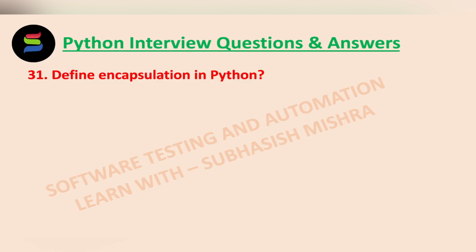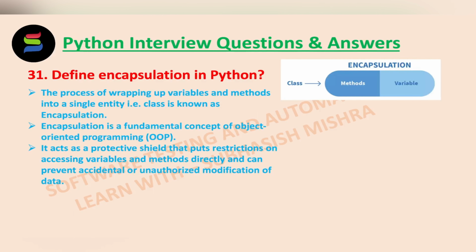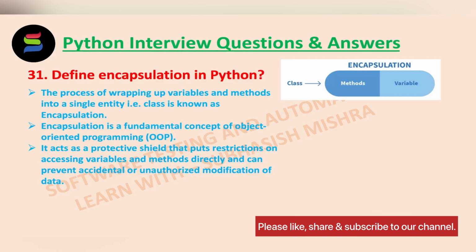Define encapsulation in Python. The process of wrapping variables and methods into a single entity, that is a class, is known as encapsulation. Encapsulation is a fundamental concept of object oriented programming. It acts as a protective shield that puts restrictions on accessing variables and methods directly and can prevent accidental or unauthorized modifications of data.